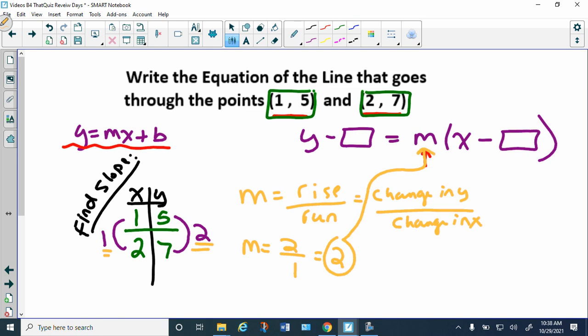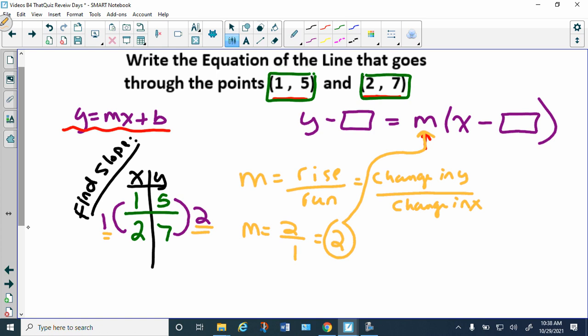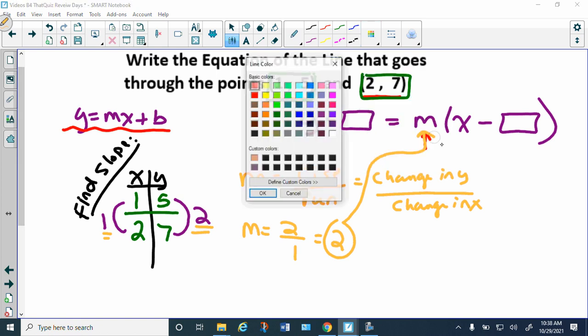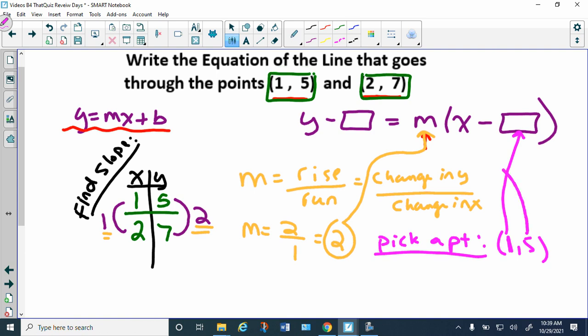And all I have left to do is pick a point. So once I find the slope, my second thing I'm going to do is, let's get a great color like magenta or something. All right, so my next thing is pick a point. Now I can pick either one, 1, 5 or 2, 7. It doesn't matter. I'll get the same answer. I'm going to pick 1, 5. So what that means is, see how this is my x value? This goes into that box. So this is my y value. That goes into this box. So now I just need to plug things in and see what I can do.